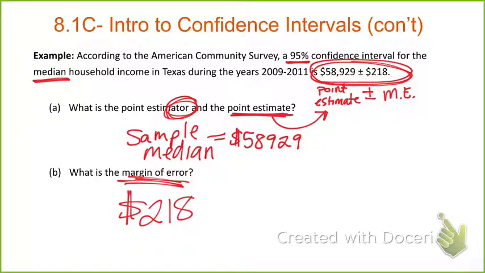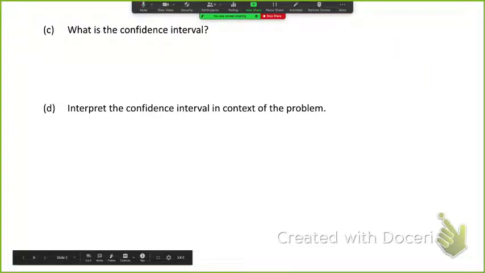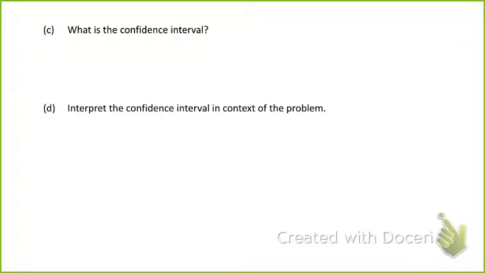All right. The next thing we need to do, guys, is write the interval in interval notation. So what is the actual confidence interval? We're going to take that point estimate and subtract the margin of error to get the low estimate. And then we'll take that point estimate and add the margin of error to get the upper estimate. So take your 58,929, subtract the 218, and you should get 58,711. That's your low estimate for the true median household income.